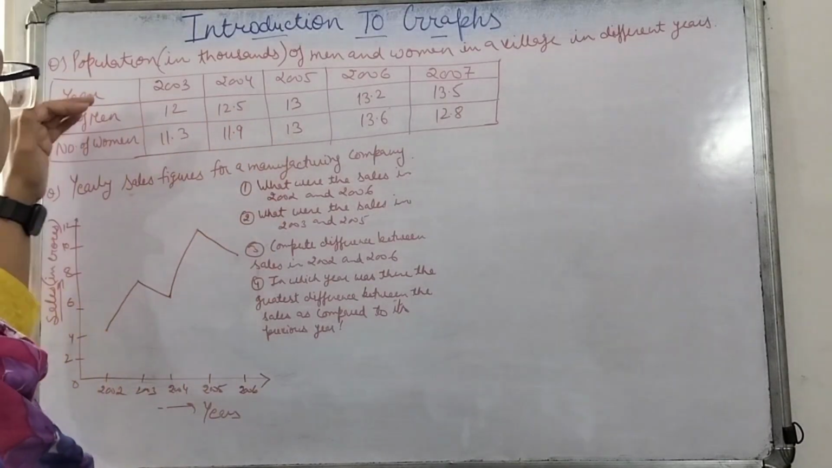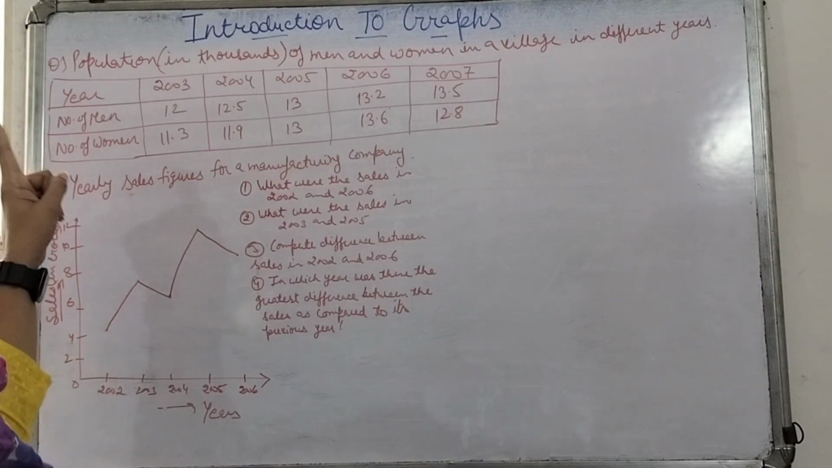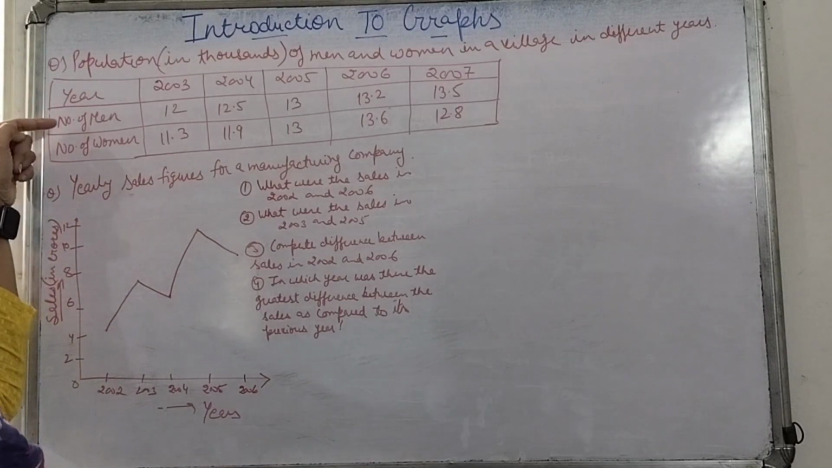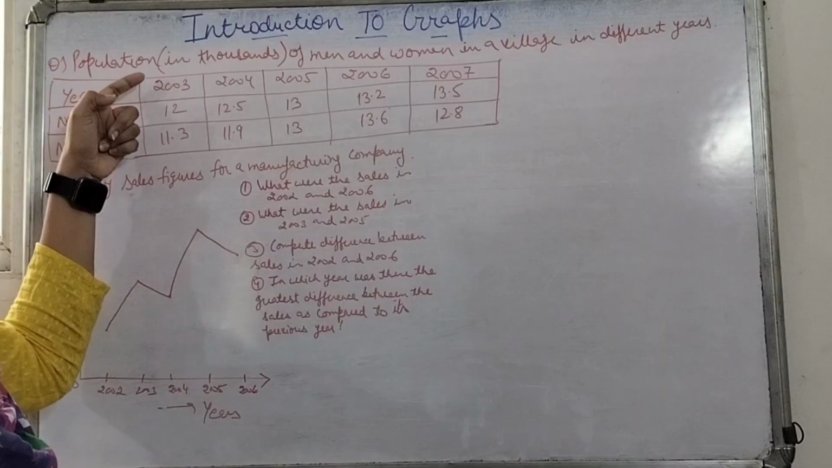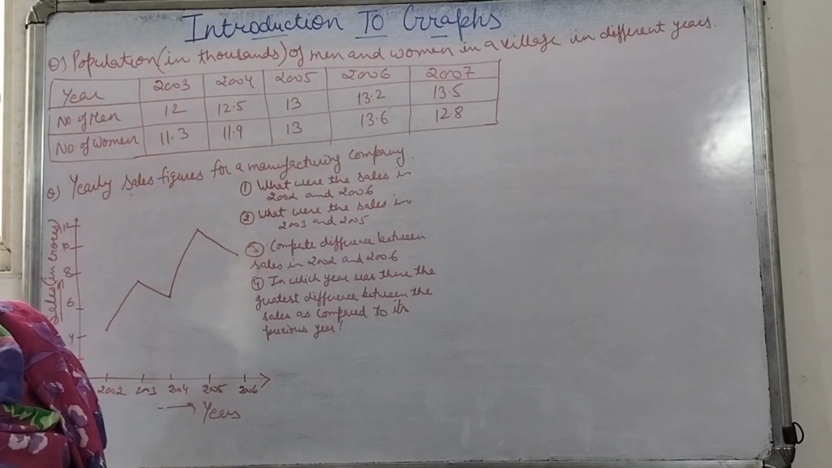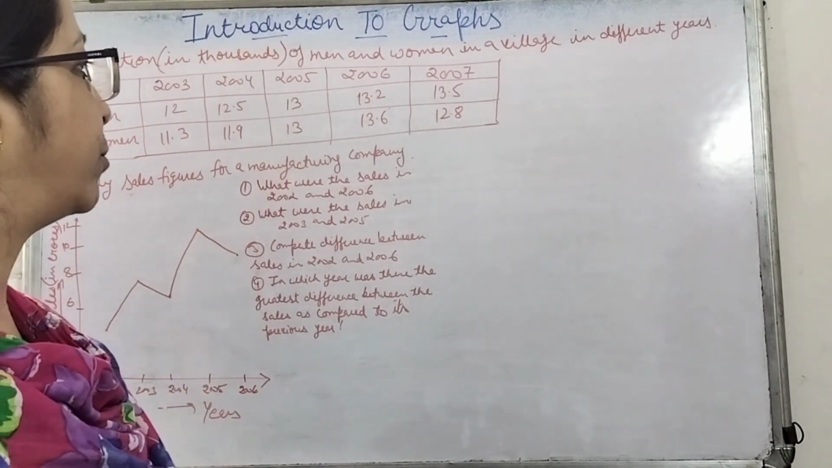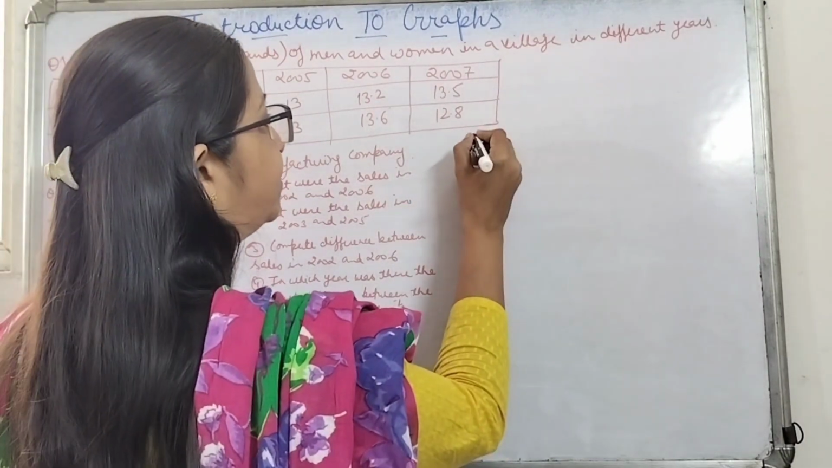Now, two pieces of information are given to us. In the previous example, only one piece of information was given to us. Now here in this example, in the same year, that is 2003, number of men is given to us and number of women is given to us. So how will we represent this type of information using your line graph?